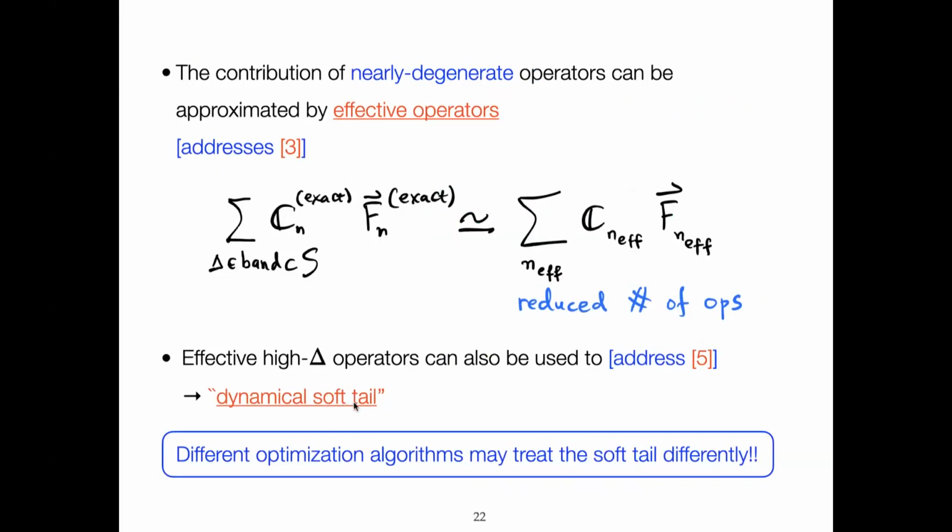Now, an interesting thing here, when you get down to the practicalities, is that different optimization algorithms in this highly non-trivial, non-convex optimization problem seem to behave differently, and they seem to treat the soft tail contribution differently, which is interesting.